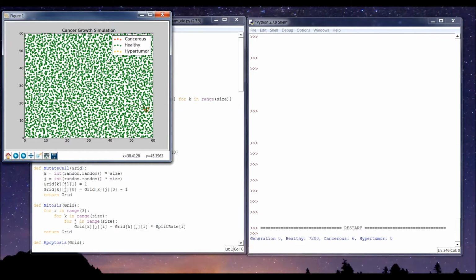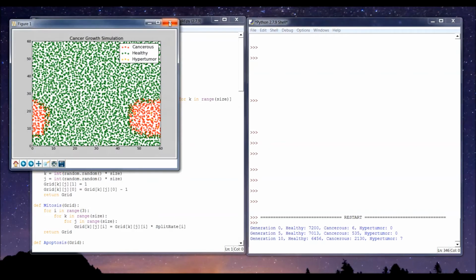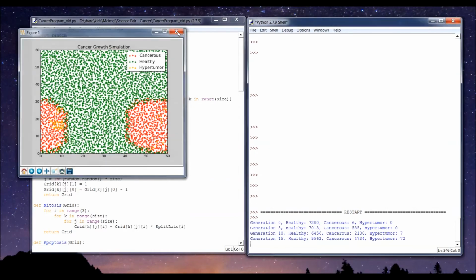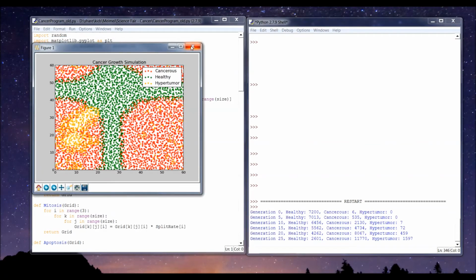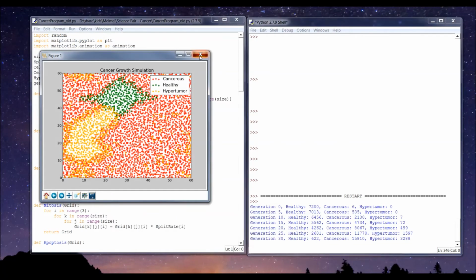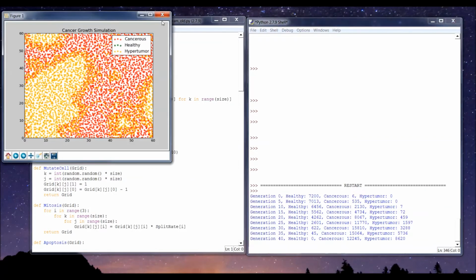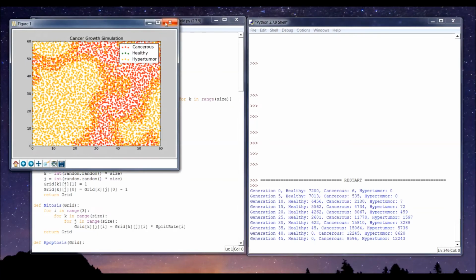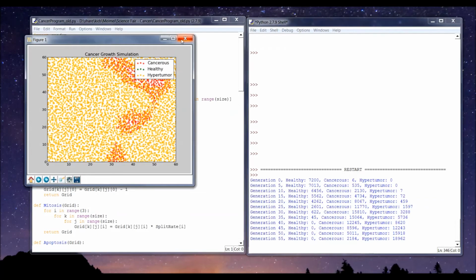Here is the full grid of healthy cells at the beginning of the program. As you can see, the cancer cells slowly take over the healthy cells, and then the hypertumor cells in turn take over the cancer cells. At the end of the simulation, there are only hypertumor cells remaining.